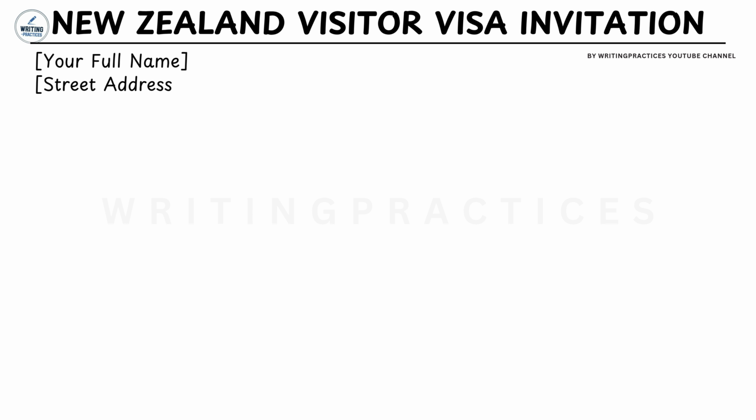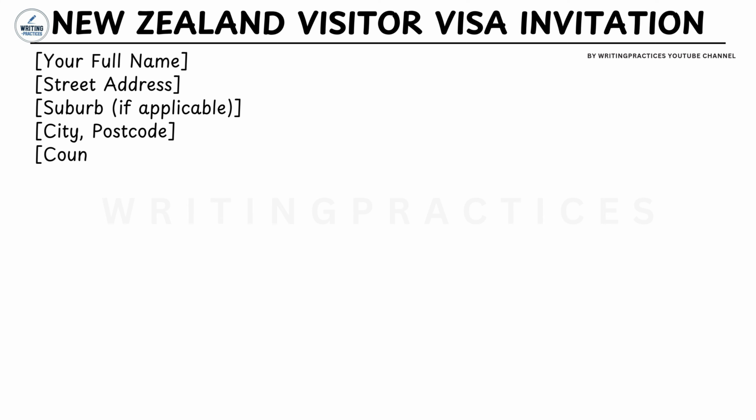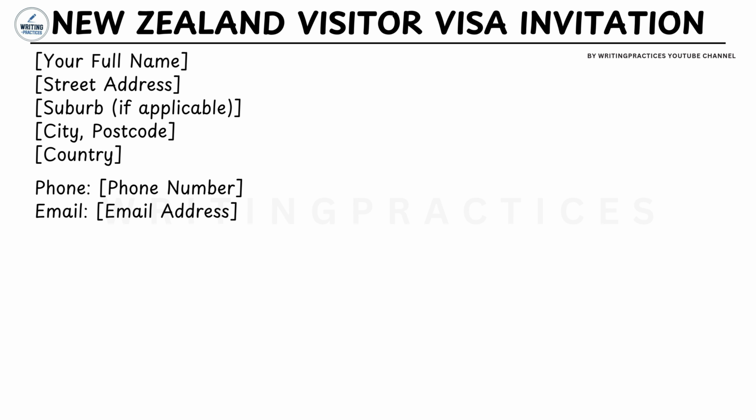Check this out. Sender's information. The first part of the letter is your personal information. For example, Emma Richardson, 45 Maple Street, Central District, London SW1A 2AA, United Kingdom, phone +44 7700 123456. Email emma.richardson@email.com.